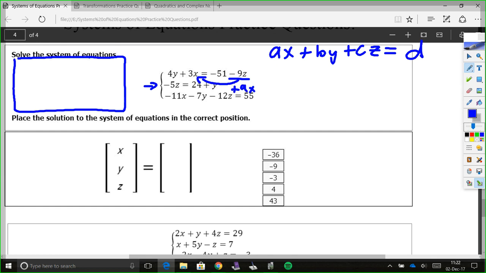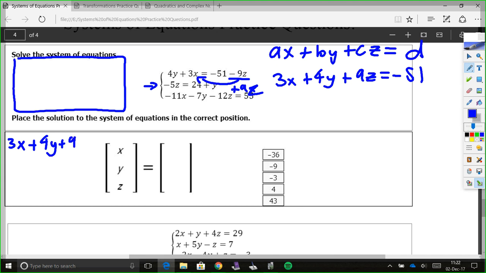And I'm also going to put the 3x in front of the 4y. So the first equation will be 3x plus 4y, and then we're adding the 9z over there. So we're going to have plus 9z equal to negative 51. So that's going to be my first equation. Let's write it over here, put it somewhere on your paper off to the side for now. 3x plus 4y plus 9z equal to negative 51.